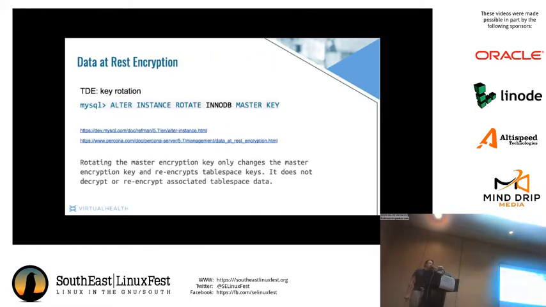Any questions about data? Let me finish with this. Another thing we'll need to do for data at rest encryption is rotate the keys. If the key is compromised, or if you just want to rotate it regularly, you can do that very easily. This statement, alter instance rotate innodb master key, does not touch the actual tables. It will not decrypt and re-encrypt them. It will only change the master key, and with the master key, it will re-encrypt the tablespace keys. So this is our key rotation.